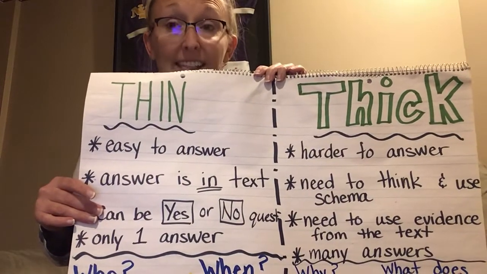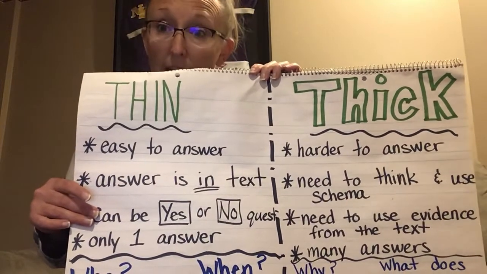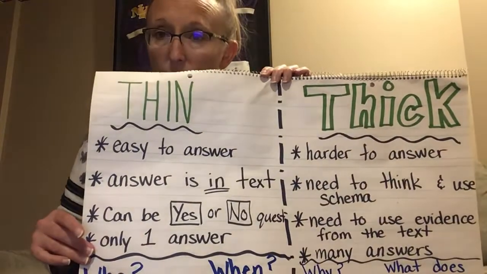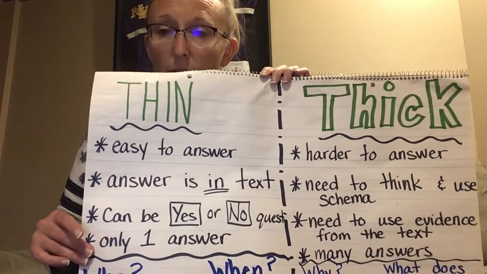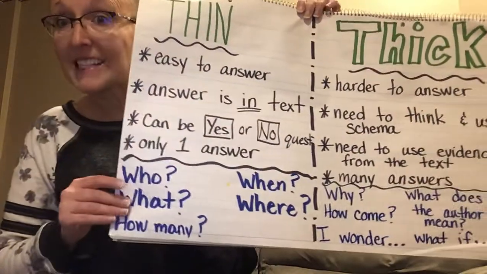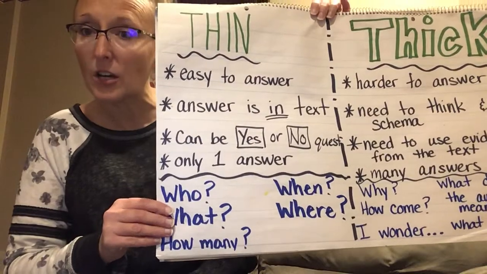Like if I asked, is the character a boy? And you could say yes or no, right? That would be an easy, thin question. Usually there's only one correct answer. Some types of thin questions start with some of these sentence stems, kind of like what I showed you yesterday, but that's okay because it's a good place to start.